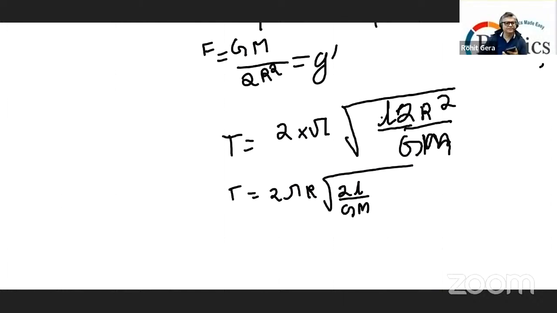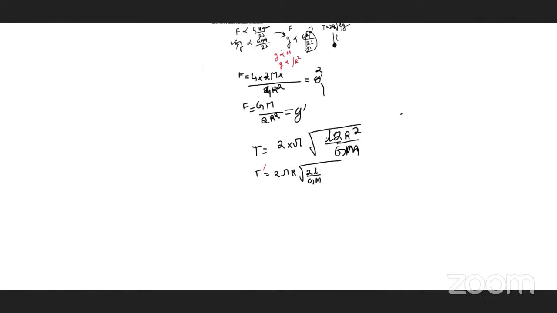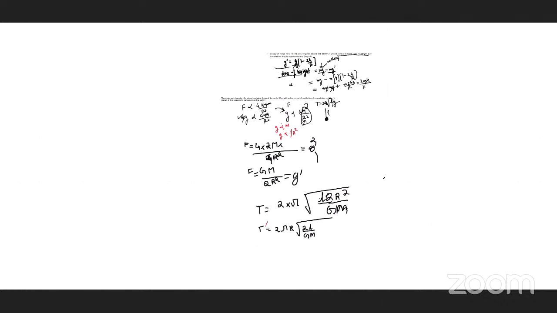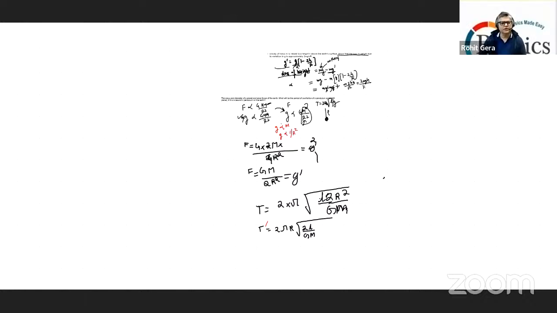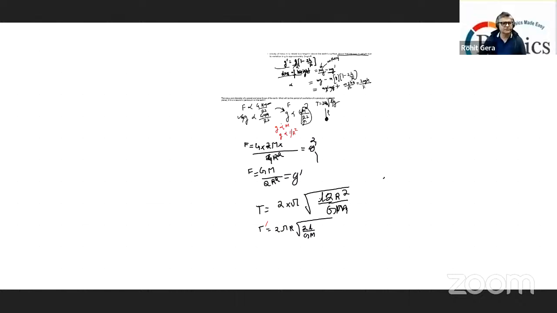T dash, आगे, मतलब एक तरह से अंडर रूट 2 टाइम्स हो जाएगा. So the time period will become root 2 times, root 2 times of that which is on the earth. Yes. Okay.